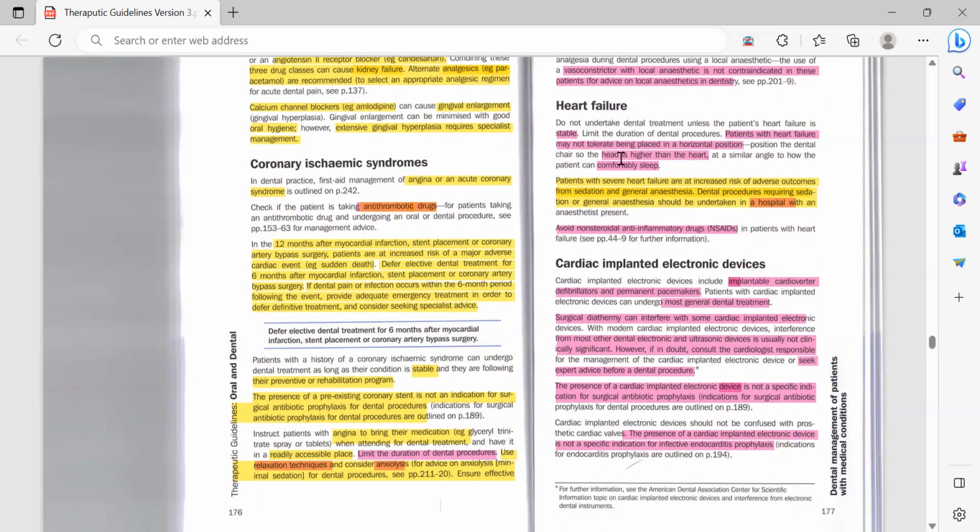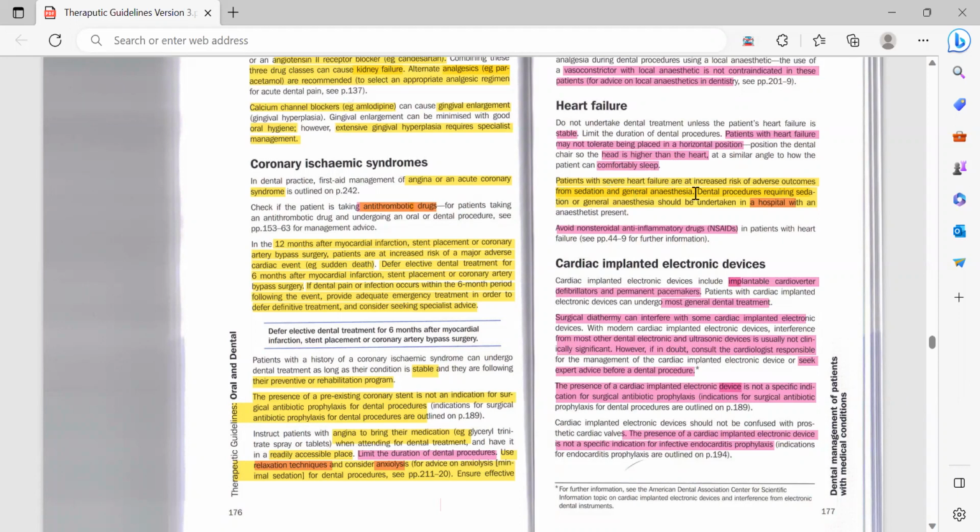Position the dental chair so the head is higher than the heart, at a similar angle to how the patient can comfortably sleep. Okay, so their head should be higher than the heart. They should not be laid in a horizontal position. For example, horizontal position means the patient is lying on the bed without a pillow. But if he is using a pillow, that means his head is higher than the heart. So that is the comfortable position for him in the dental chair.